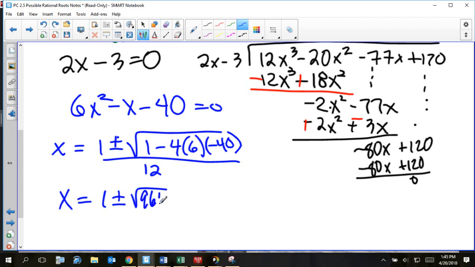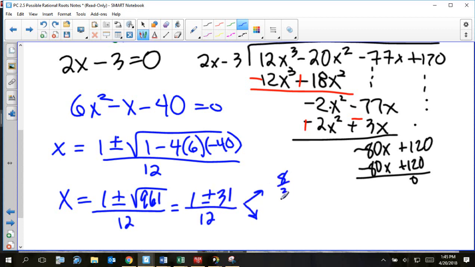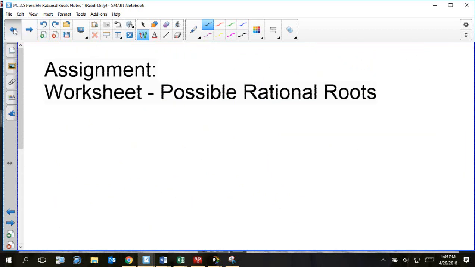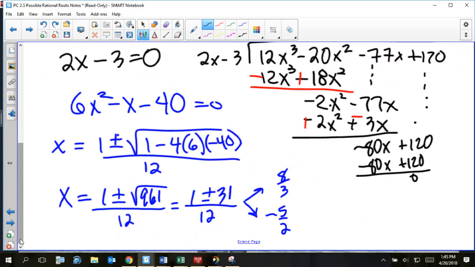961. And 961 is a perfect square. Yay! So it was factorable. We get two answers. One of them is 8/3, and the other is -5/2. And I did that really fast, just for time. Okay? I'll leave it up as soon as I'm done. But now you're going to write it as a factored form.